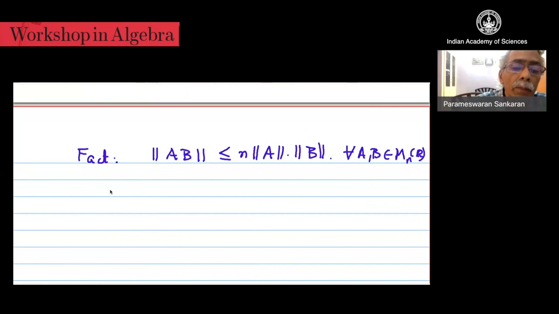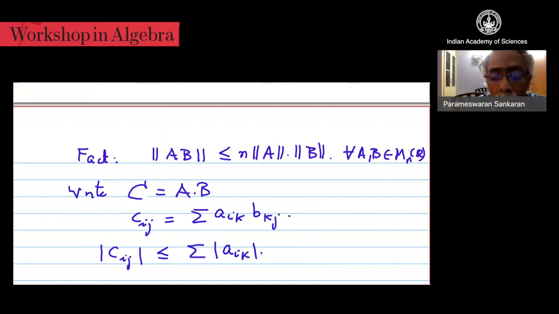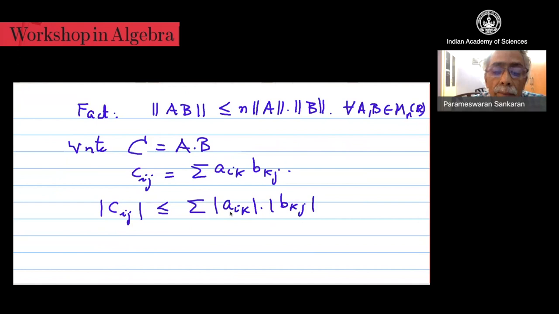So write, as before, C is equal to A times B. So what is the ijth entry of this? Again, we write the same thing, summation of Aik Bkj. And now we want to estimate this. The absolute value of Cij is less than or equal to, let me save a step, the sum of the absolute value of Aik times the absolute value of Bkj. Now I replace each of the factors by the maximum possible. This sum is over k; I have fixed my i and j.